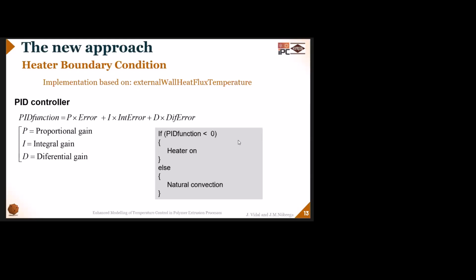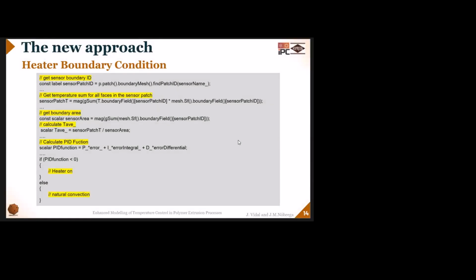If the PID function is below zero, the heater will be on, otherwise it will be natural convection. So the main additions that we did to the code was to get the sensor boundary ID, sum all the temperatures in the surface of that patch, get the boundary area, calculate the average temperature, and then calculate the PID function.